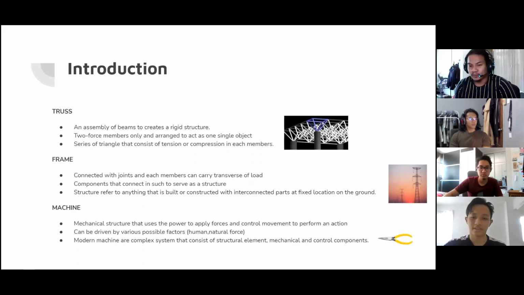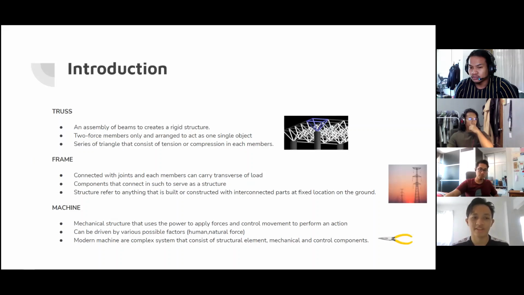Okay, so first, trusses. A truss is basically an ensemble of beams that create a rigid structure. It must have two-force members and be arranged to act as a single object. Trusses are a series of triangles that consist of tension and compression in each member.